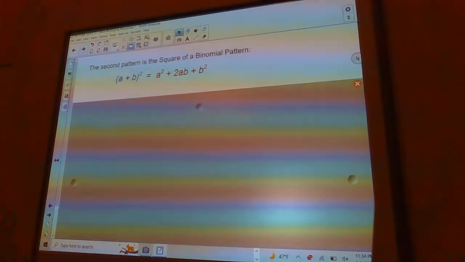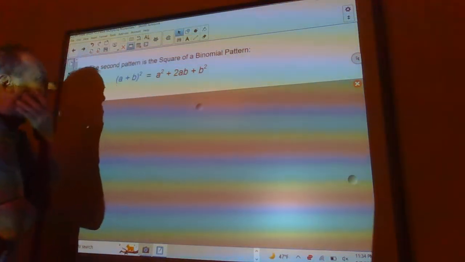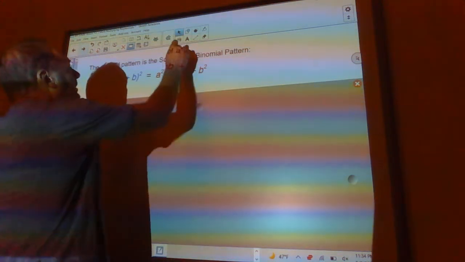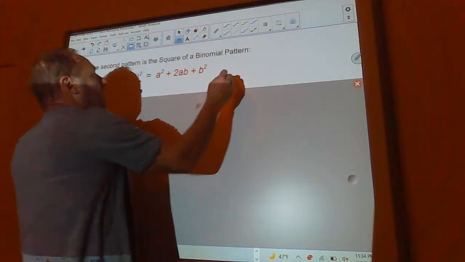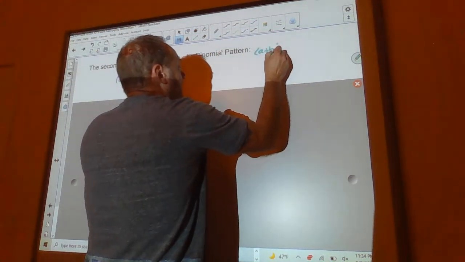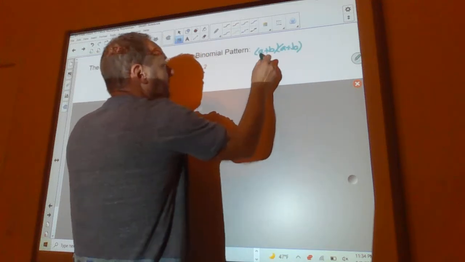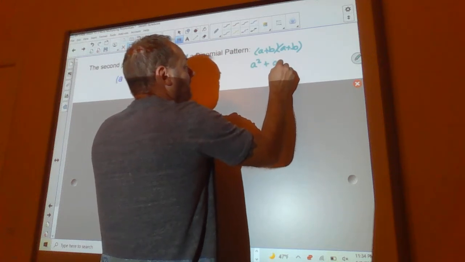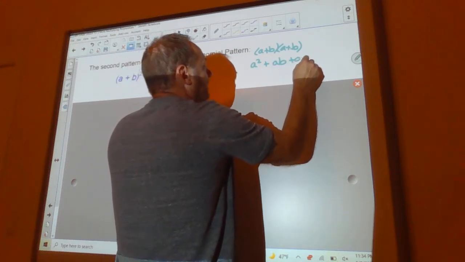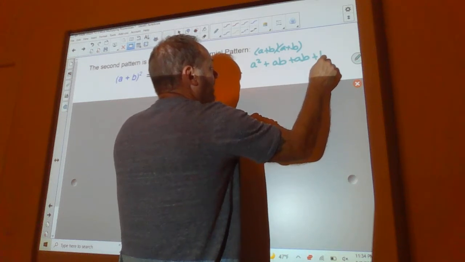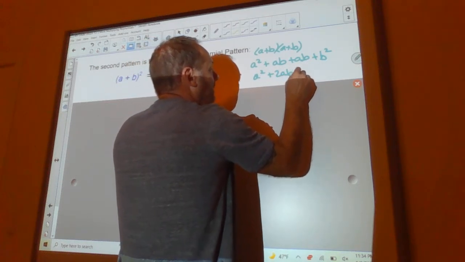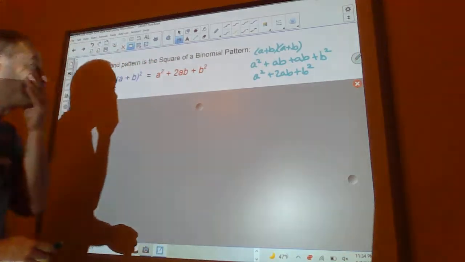So the next pattern is a plus b squared. And you can use this formula, a squared plus 2ab plus b squared, to figure that out. You can prove this pretty simply. If you take a plus b times a plus b and you FOIL it, first a times a is a squared, outside is a times b, inside is also a times b, and last is b times b, which is b squared. And you combine your like terms here, you get a squared plus 2ab plus b squared. So that's how you get the formula.